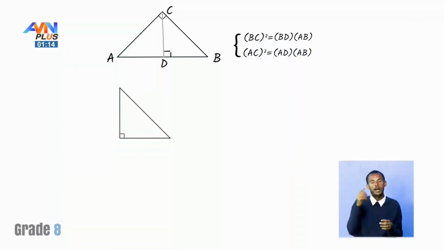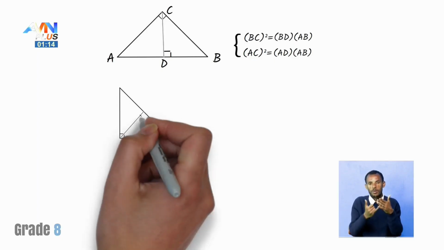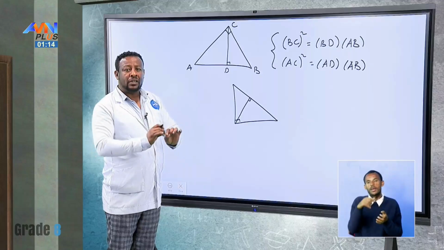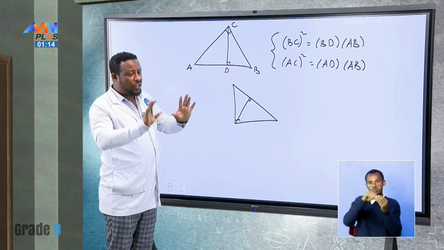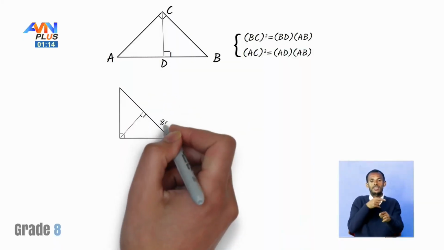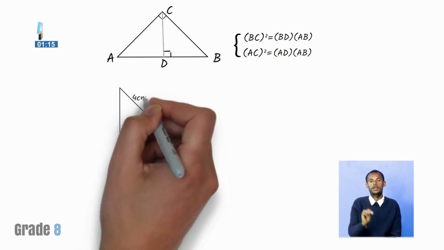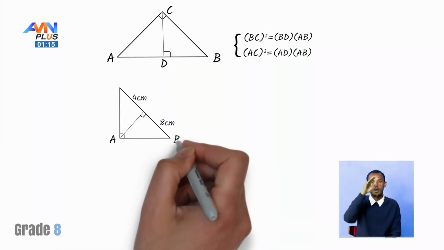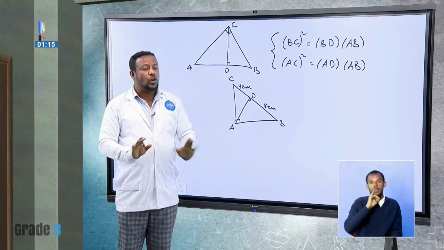Assume there is a certain altitude drawn to the hypotenuse. Say this is the altitude of the triangle. If you want, you can give any letter to represent the vertices, but you can also leave it free if you want. Assume this length is 8 centimeter, and this is 4 centimeter. Okay, so to easily represent the lengths, say this is A, B, C, and D. Obviously, this AD is the altitude of the triangle.